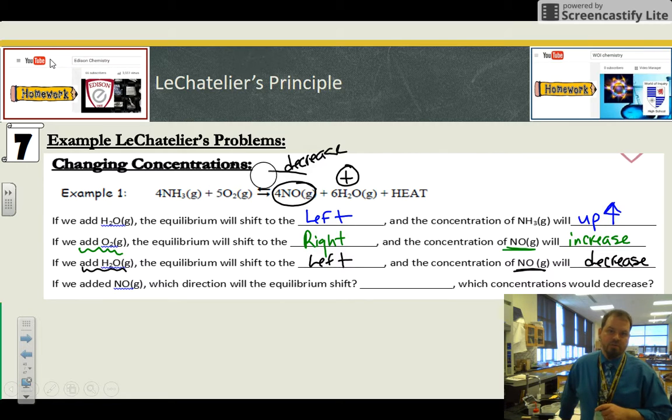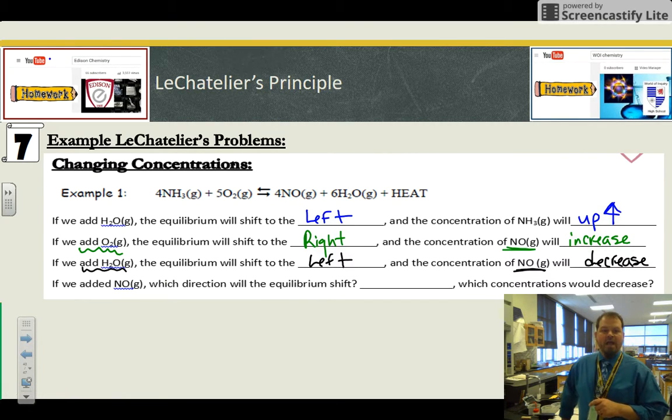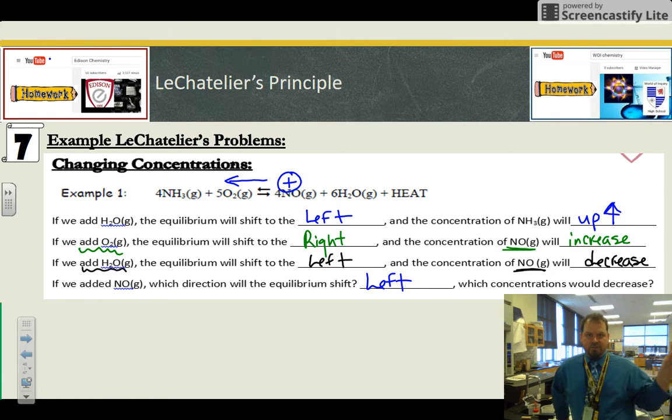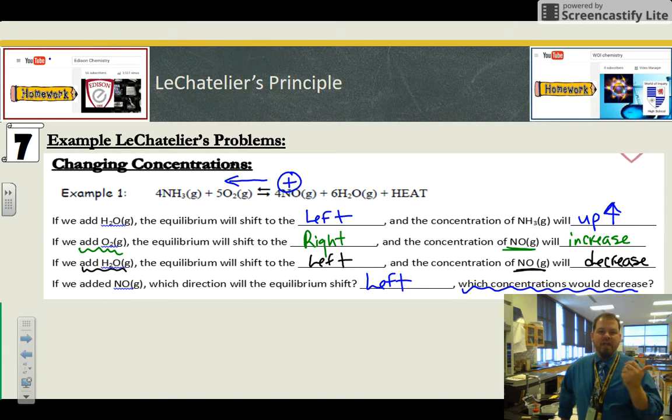Okay, and now the next one is add NO. Well, that's the one we just saw go down. So these are product side. I go away from what I add, so I will have to shift to the left. And if I shift to the left, and I'm still not convinced that's on your left, but maybe it is. Is this on your left? Tell me tomorrow. It is. Left. And then which concentrations will decrease? If I'm shifting left, everything on the right will go down. So the heat, the NO, and the H2O.